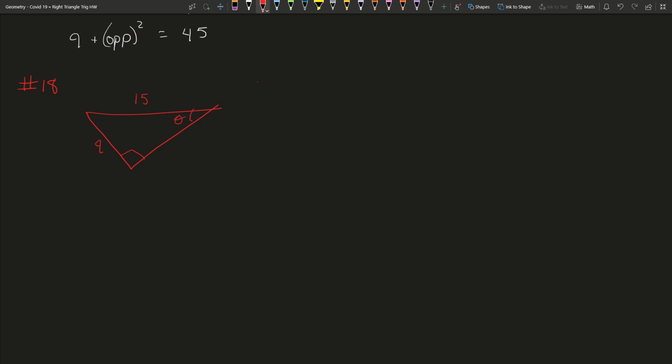Given this diagram, we're trying to find the sine of theta. Sine is always equal to opposite over hypotenuse. Again, the first thing we do is determine what sides we have. If we draw a line from the right angle to the other side of the triangle, we get our hypotenuse. If we draw a line from our angle theta to the other side of the triangle, we get our opposite side.